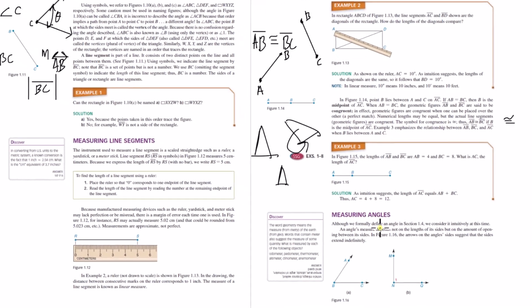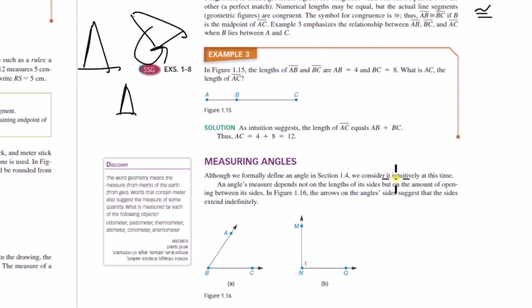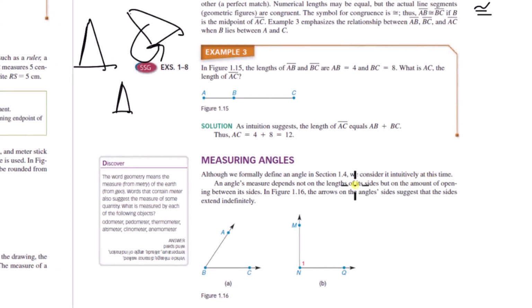Although we formally define an angle in two sections from now, we consider it intuitively at this time. So, yeah, we're just going to take a purely intuitive, non-official, formal look at what an angle is and how you measure it. An angle's measure depends not on the length of its sides, but on the amount of opening between its sides. In figure 1.16, the arrows on the angle sides suggest that the sides extend indefinitely.